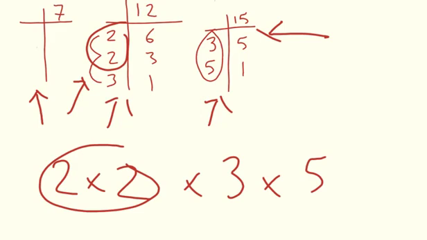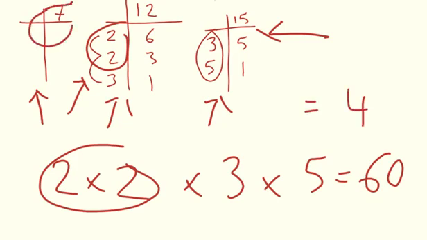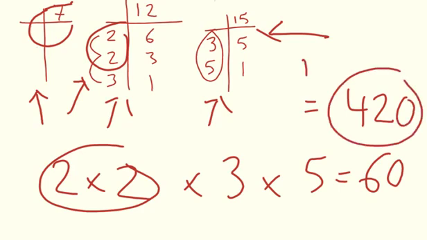So 2 times 2 is 4, times by 3 is 12, times by 5 equals 60. But that's not finished yet because you've got a 7 here. Times by 7 equals 420. So 420 is your lowest common multiple.